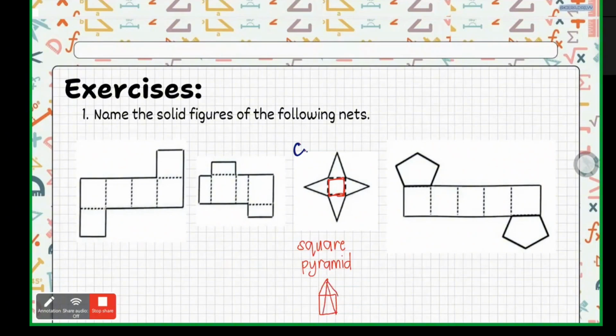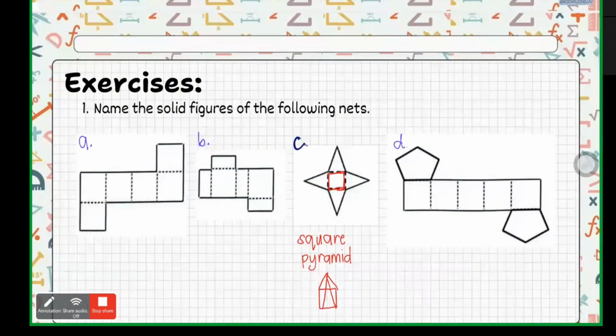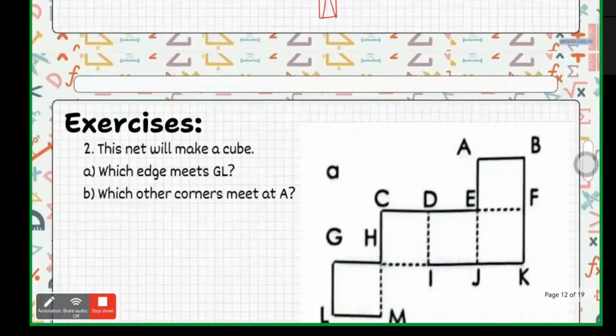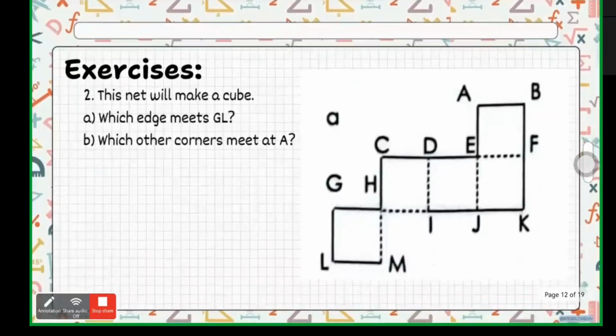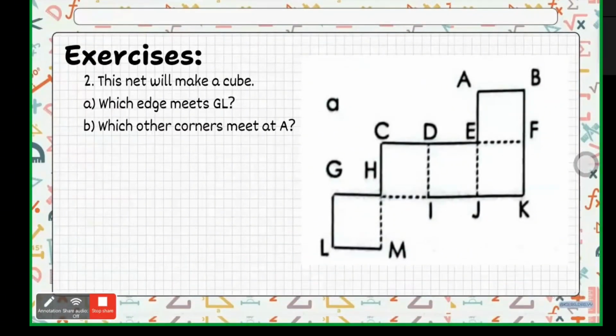Okay, so what about letter A, letter B, and letter D? What will be the outcome or the solid figure that will be there if we are going to fold the broken lines? For exercise number 2, we know it already have told us that this will make a cube. Okay, so the first question is, which edge meets GL?